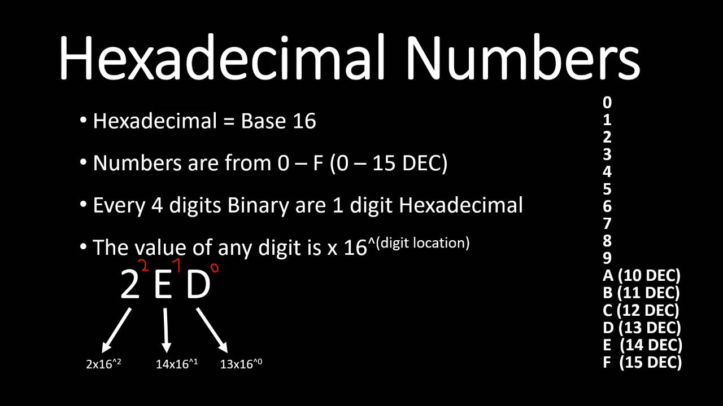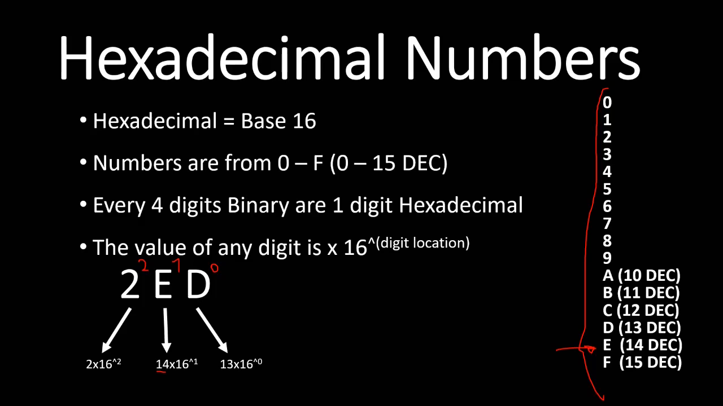This value should be multiplied by 16 to the power 2. This value, which is 14, should be multiplied by 16 to the power of 1. How did we get 14? This is from this table. We know from this table that E equals 14. So E hexadecimal equals 14 decimal. So if you want to calculate the value in decimal, we should multiply this E, 14, by 16 to the power of 1. D equals 13, and based on its location, it should be multiplied by 16 to the power of 0.